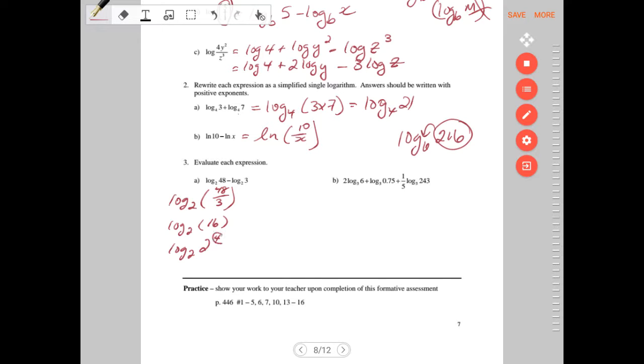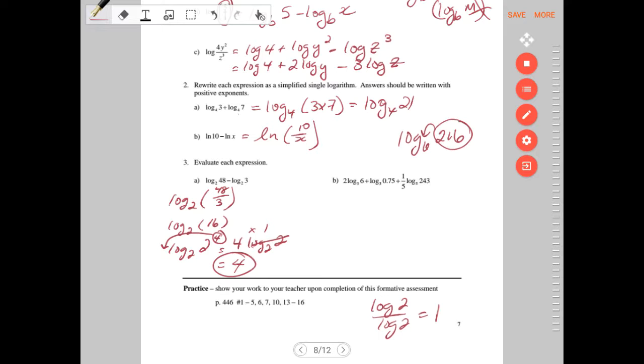Again, we can use our power law to bring that 4 down front. So that becomes 4 log base 2 of 2. Log base 2 of 2, remember, is the same thing as if you went log 2 divided by log 2, which of course just equals 1 because you're dividing something by itself. So that just becomes a 1. 4 times 1 is just 4. Good, and you can always check by typing that onto your calculator.